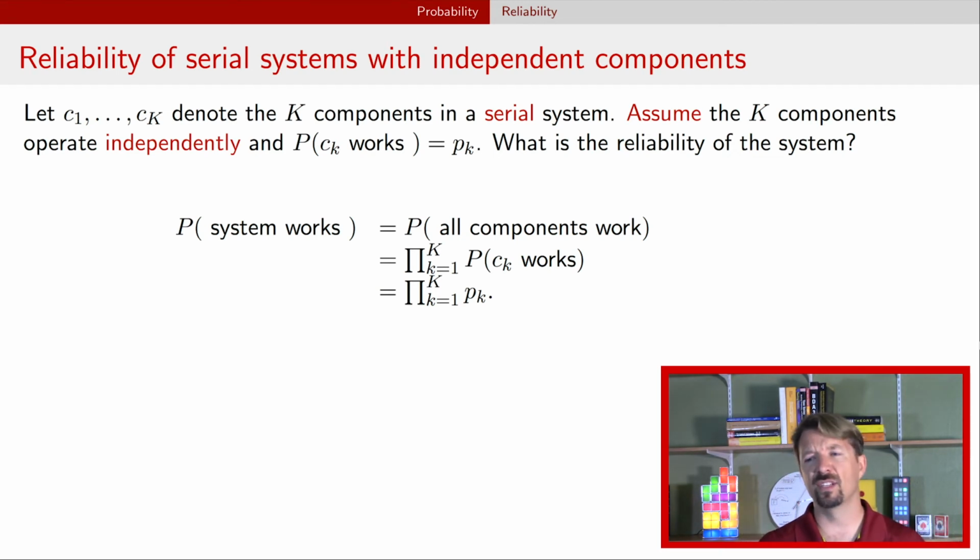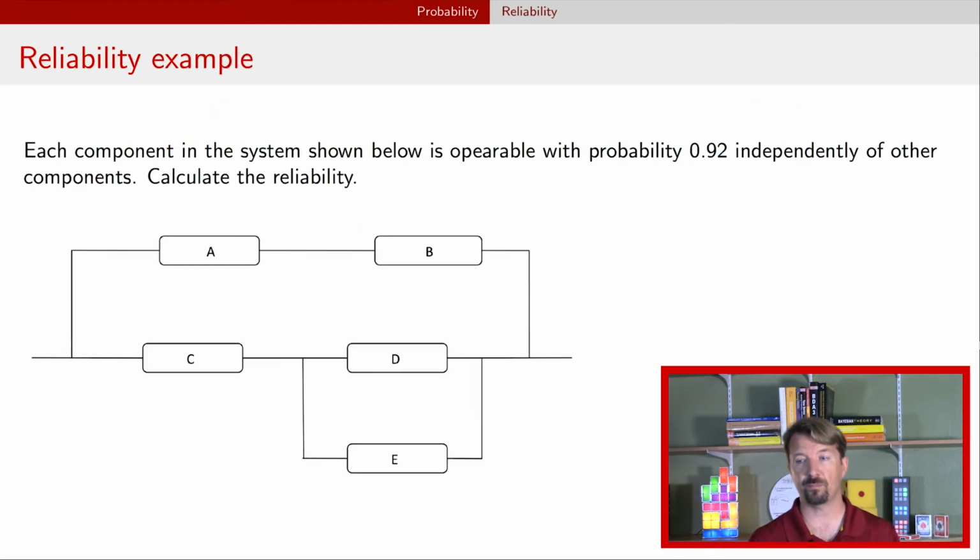Okay, so great. Let's get to a more realistic example of a system that combines both serial and parallel components. Here's a system set up with 5 components, A, B, C, D, and E. There are essentially 3 paths that go from the left-hand side to the right-hand side. You can go the upper path, which goes through A, B. You can go through the middle path, which goes C, D. You can go through the bottom path, which goes C and E.